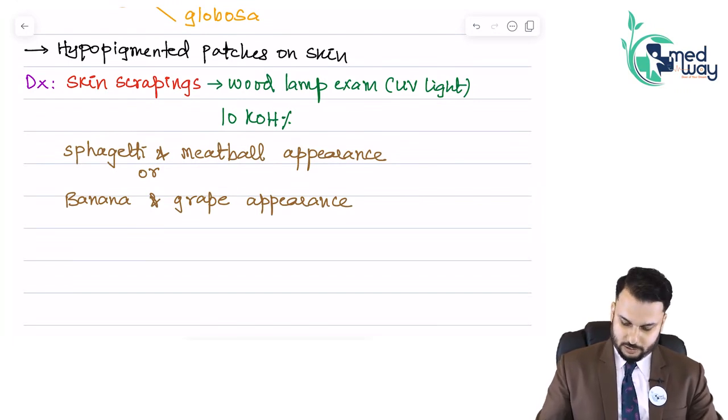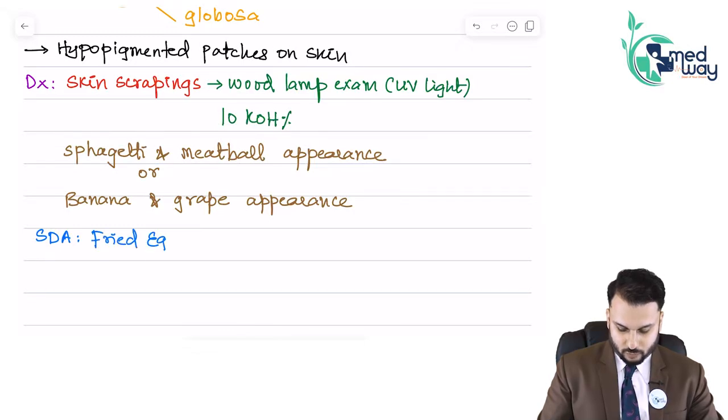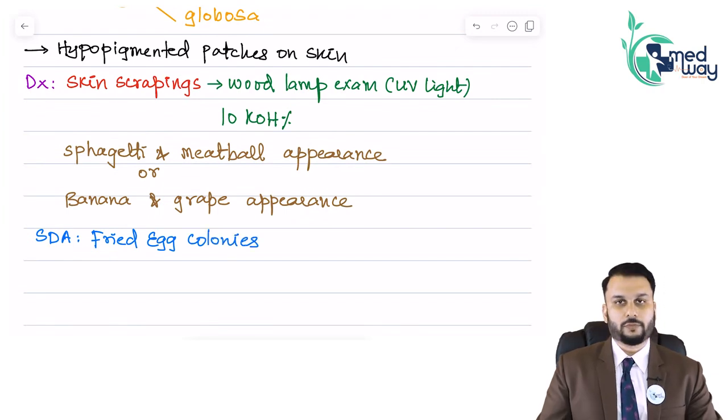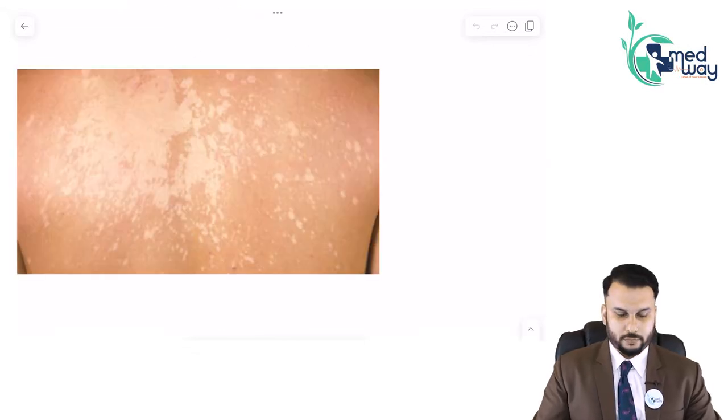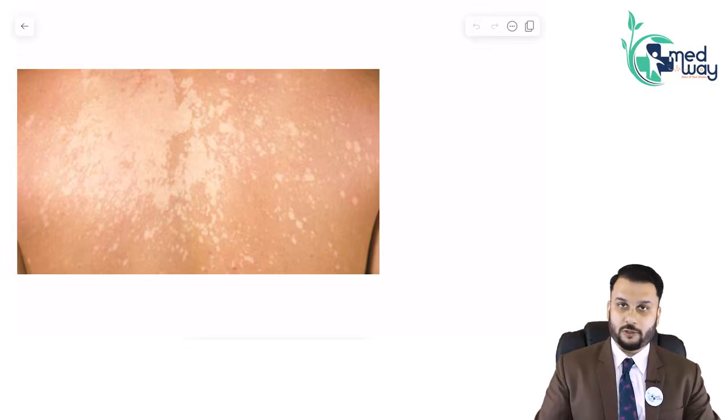Last and final, if you grow it on culture media, okay, assuming you've grown it on culture media like SDA, you will be seeing fried egg colonies. Okay, fried egg colonies. That's it that you got to remember about this organism. I hope you guys are able to very clearly see that there are patches appearing on the skin, and this is the way your Tinea versicolor is going to look.